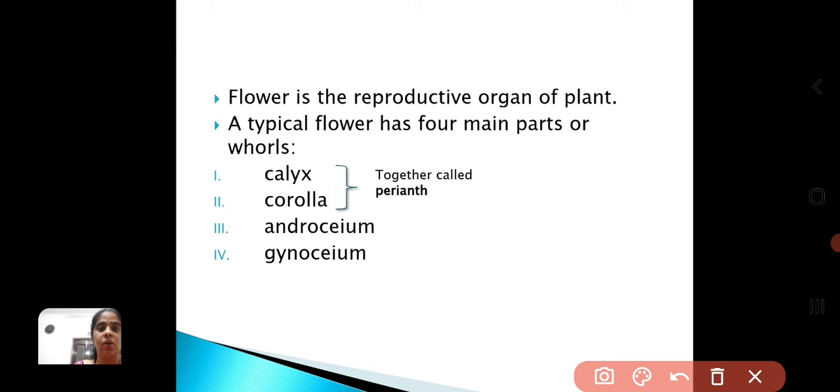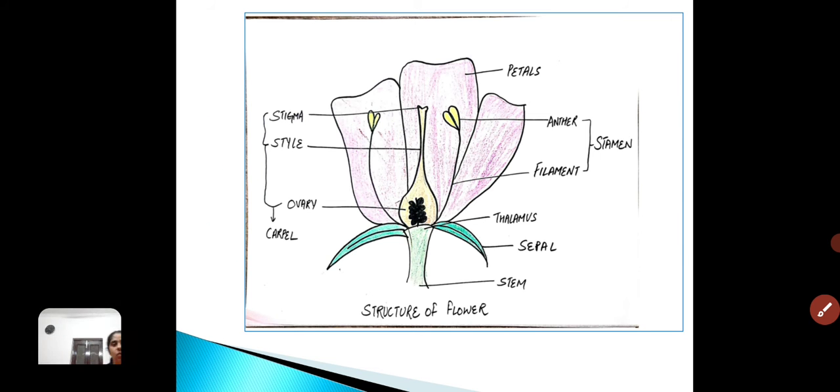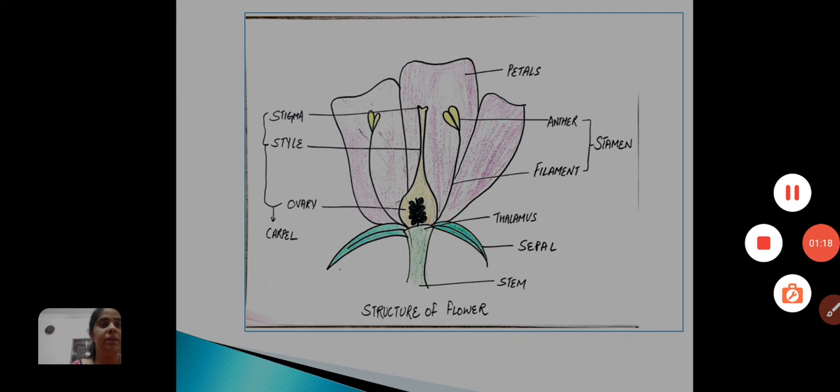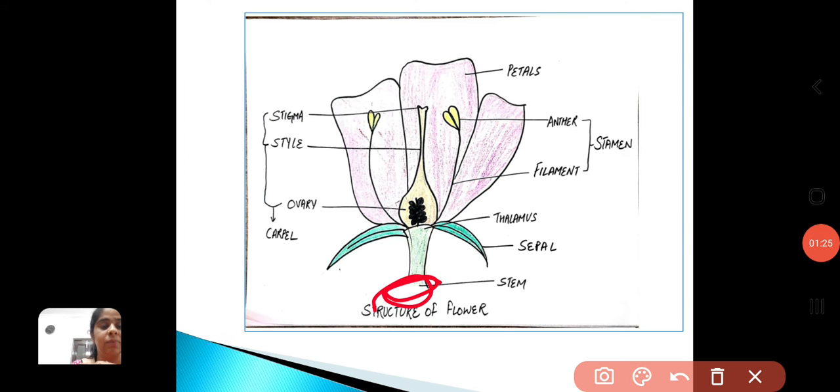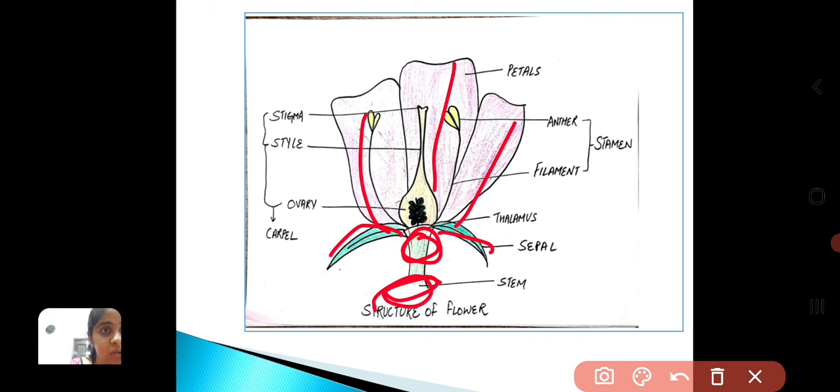Now let's see the structure of the flower. This is the structure of a flower. This green colored part from where the flower is arising is known as the stem. This is the stem from where the flower is arising from the plant, and this is the thalamus, or we can say receptacle. This is the base of the flower where all the organs of the flower are placed. You can see this is also arising from here, these bigger leaves are also arising from here, and this is also arising from here. So it acts as a base of the flower. This is known as thalamus.